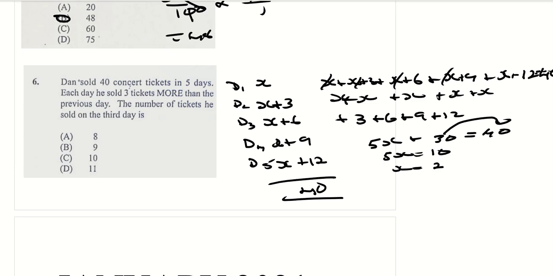We want to find for the third day, what is the third day? X plus 6, which is 2 plus 6, which is 8. So the answer would be 8, which is A. Alright, and that's how we would do this question.